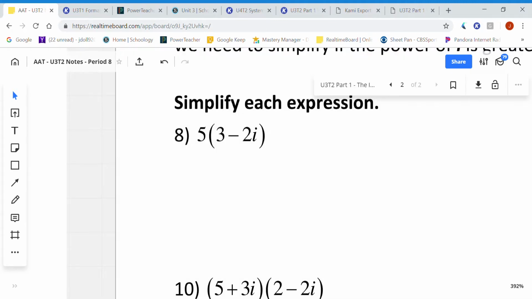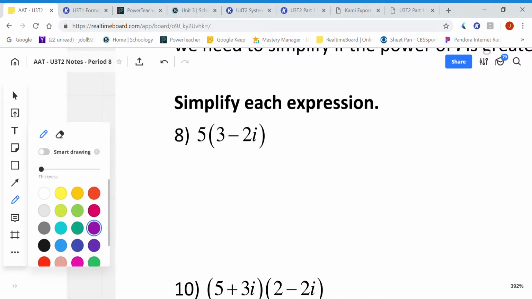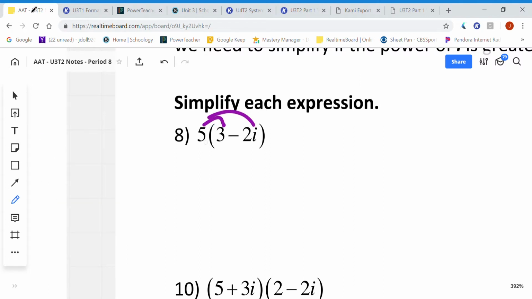Right, again, we're going to do the same exact thing. If this was a 2x instead of a 2i, what would we do? We would just distribute. We would distribute. 3 times 5 is 15. 5 times -2i is -10i.